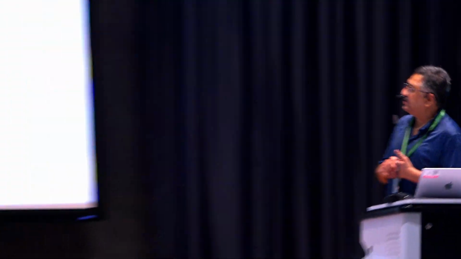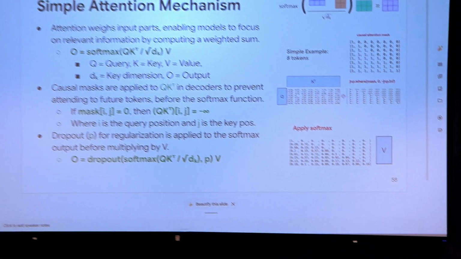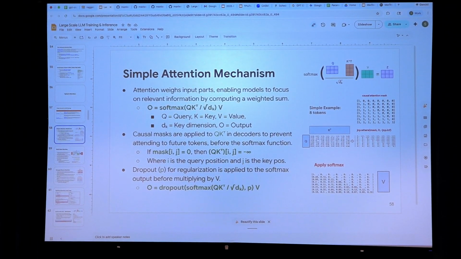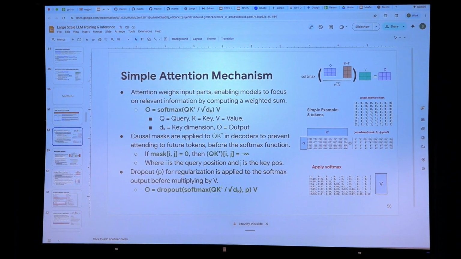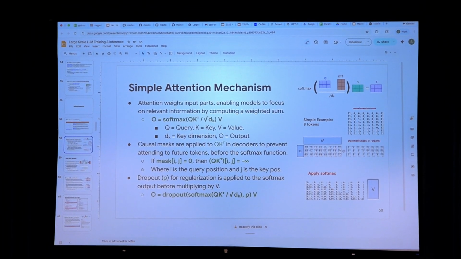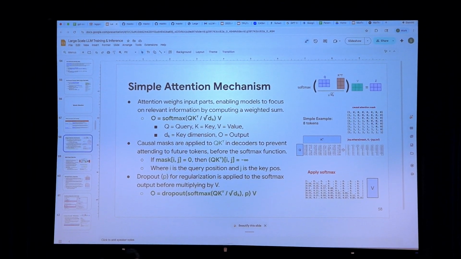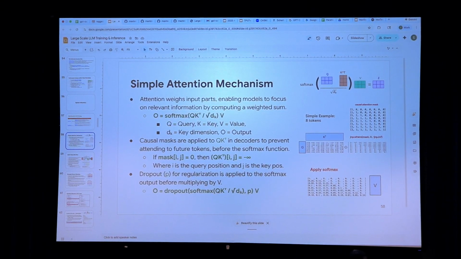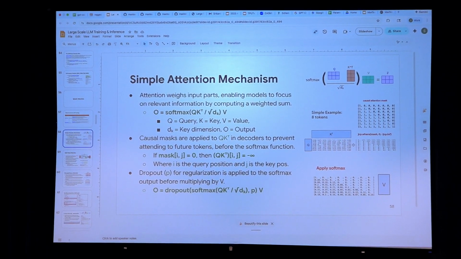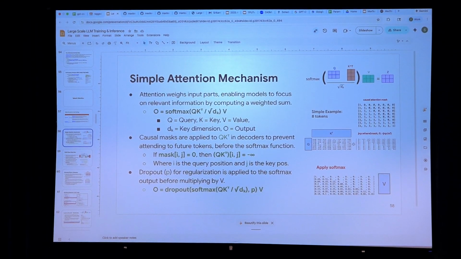Okay, let's look at the simple attention mechanism. If you look at the attention mechanism, it's super simple in the sense that, in this example, we have 8 query tokens. Rather than having a bigger context, we have a very small context, 8 tokens, and we are trying to attend each token with respect to every other token. That's all we are trying to do here.